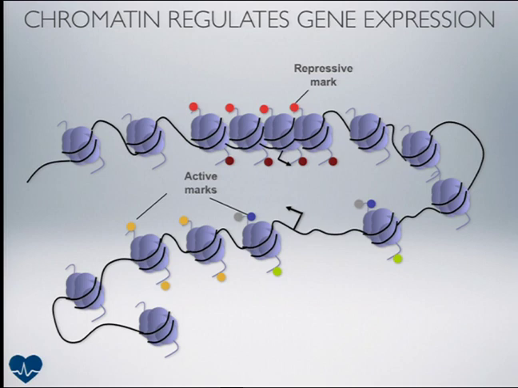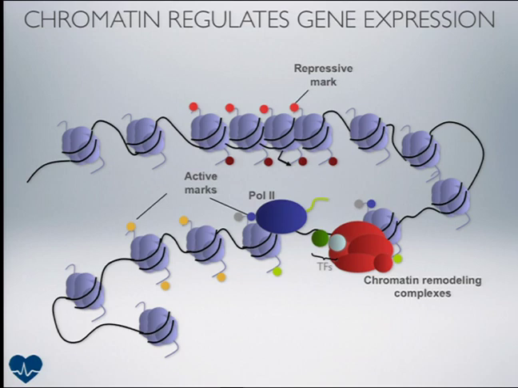And these come in a few broad flavors, these repressive marks that I've illustrated here in red, and these different types of active marks here in sort of green and blue. And of course, there's also chromatin remodeling complexes, DNA transcription factors, and the regulated recruitment and elongation of RNA polymerase too. All these things are deeply integrated in regulating gene expression.